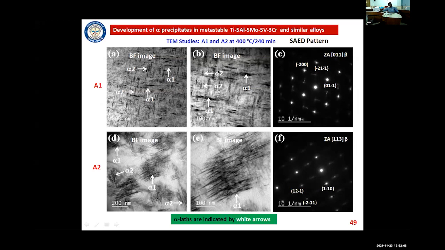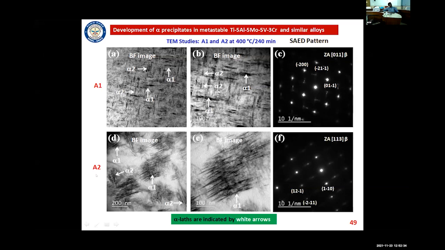These are the bright field images, where you can see that these are alpha layers, very fine, and they are evenly distributed in the beta matrix. These are alpha 1 and alpha 2, two variants which are perpendicular, oriented at 90 degrees to each other. And this is the selected area diffraction pattern, which we have taken from the 011 beta zone axis.